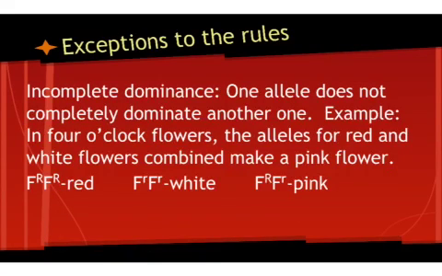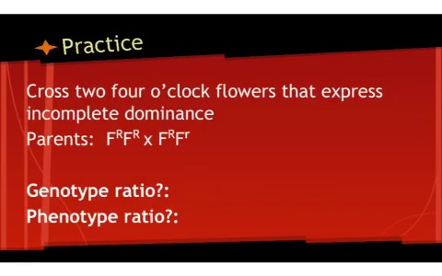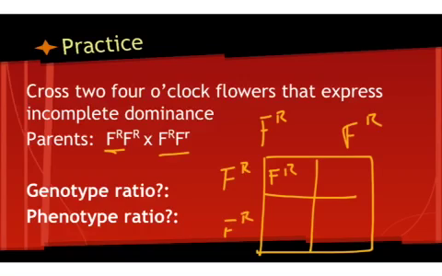We talked about these incomplete dominance rules. Remember that one allele in incomplete dominance does not completely dominate another one. Example, red would not completely dominate white. Instead, they would combine together to make pink. So let's practice one of these. Remember, I'm just putting my genotypes on the top and the bottom. And I wrote one incorrectly there.